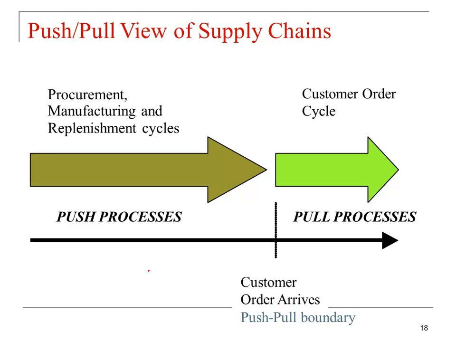So we have both of these systems in the supply chain. We have the push component of it and the pull component of it. The pull component includes the customer order cycle, and the push process includes the procurement, manufacturing, and replenishment cycle. So the boundary is when the customer order arrives.